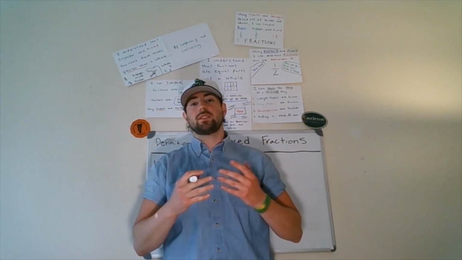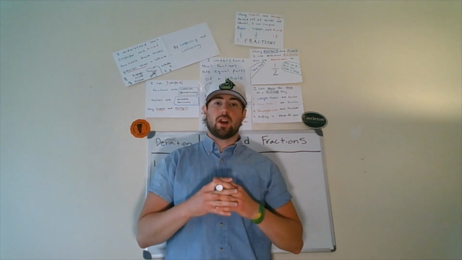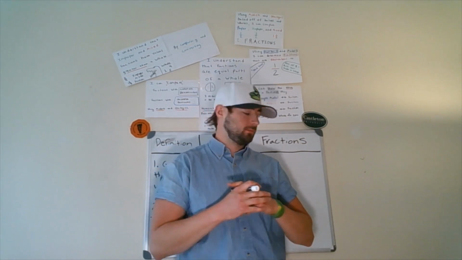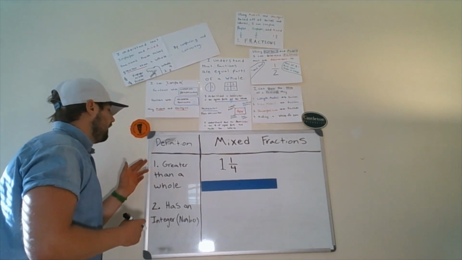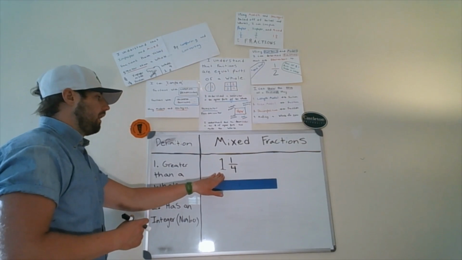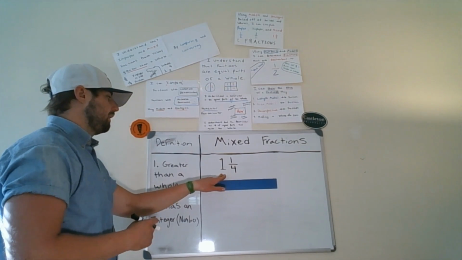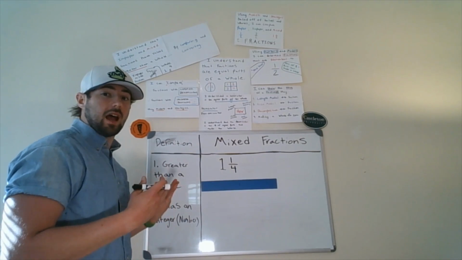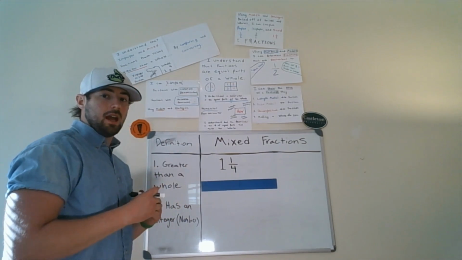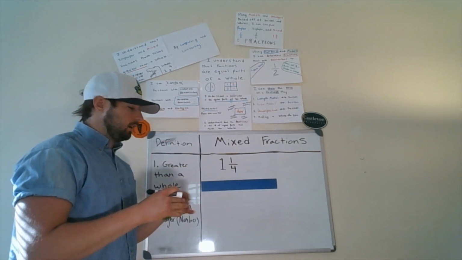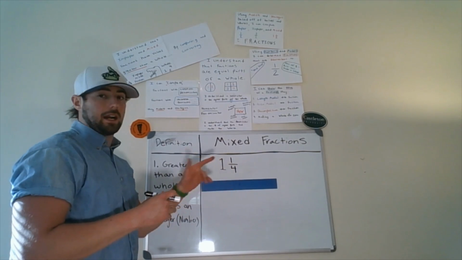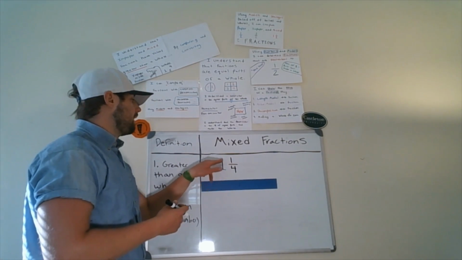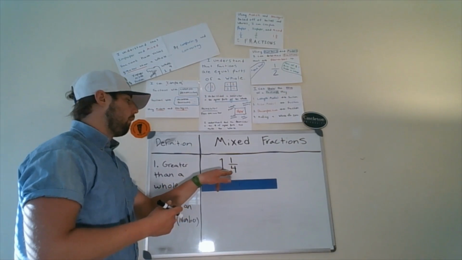Lastly is a mixed number or a mixed fraction. I think you'll see some similarities. Here I have a mixed fraction, 1 and 1/4. Notice how I said and, as if I was adding a proper fraction to a number. 1 and 1/4.